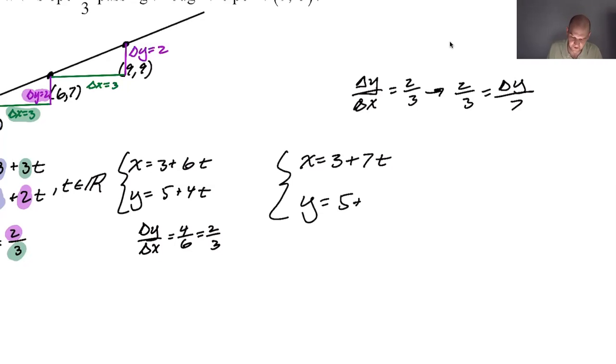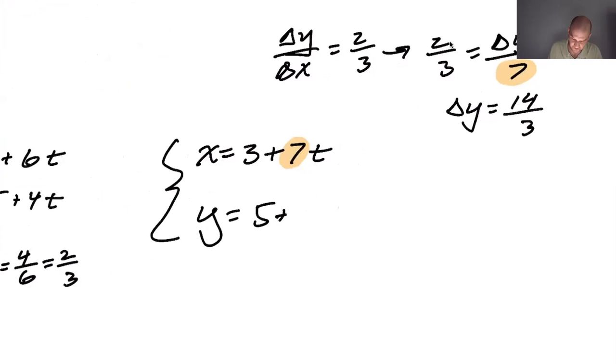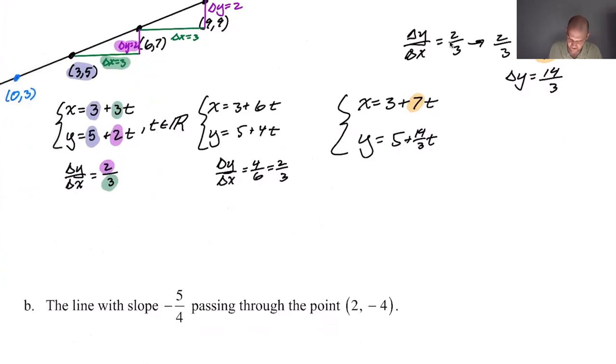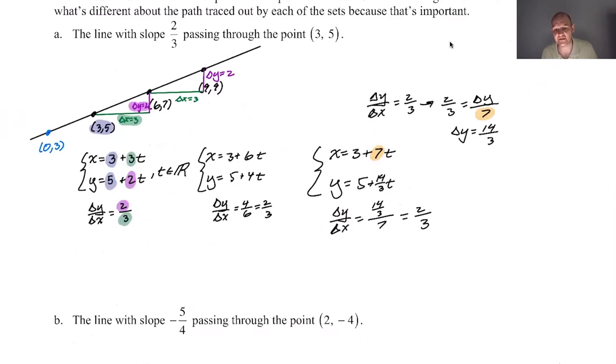So I have to think about these things. That means that delta y is going to be 14 over 3. So down here, I'm just going to put 14/3 t. And for all of these, t is an element of the reals. And if we simplify it, delta y over delta x is 14/3 divided by 7, which is 14 over 21, which is 2/3. So it still works.